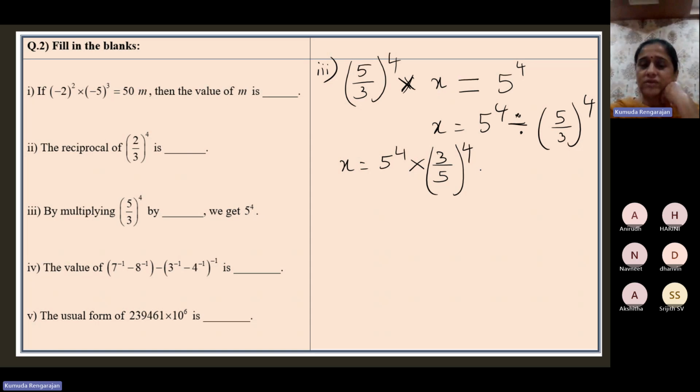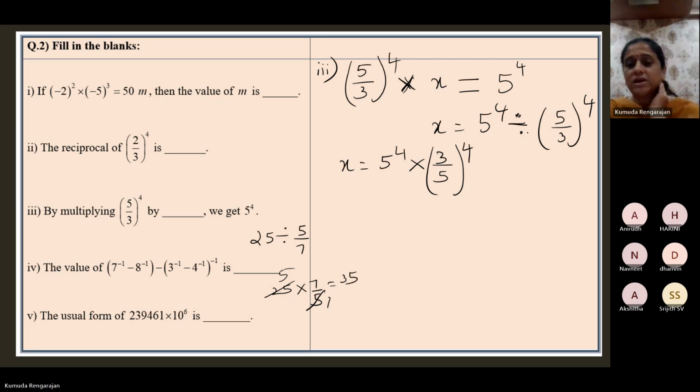Yeah, we'll finish one method first. See, that's what we normally do, no? So now supposing you have 25 divided by, say, 5 by 7. So what's the next step? 25. Division becomes multiplication, and 5 by 7, you write it as its reciprocal, 7 by 5. This is what we always do. Division becomes multiplication and the fraction becomes its reciprocal. 5 sevens are 35. In the same way here, division becomes multiplication, and write the reciprocal of this.